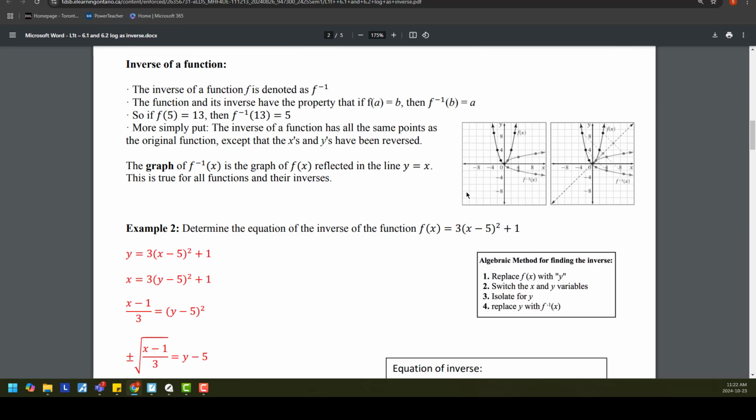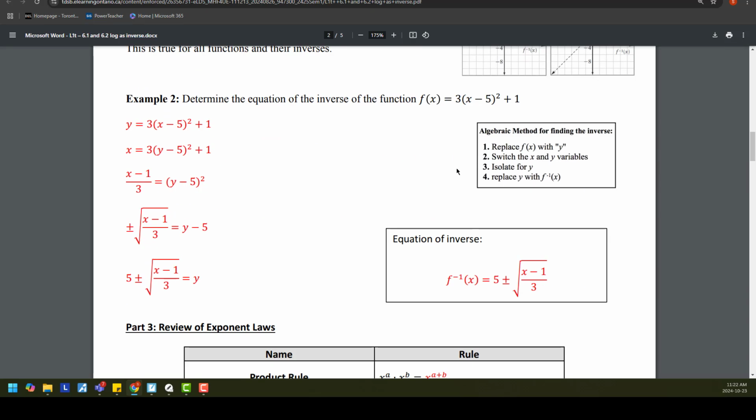Now, that's graphically. Algebraically, the way to find an inverse of a function is to follow these 4 steps. Replace f of x with y to make the notation a bit easier. Then you have something like y equals a function. Then you switch your x and y variables.